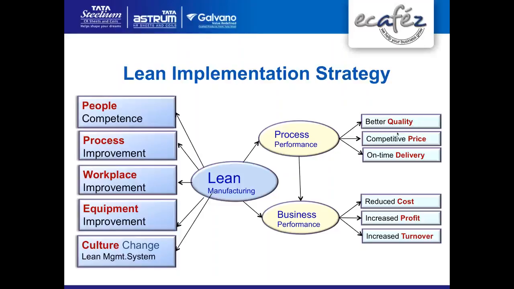Basically, the purpose of lean manufacturing is to improve process performance and business performance. The process performance has three most important measures: quality, price, and delivery. What is the customer looking for? A good quality product delivered just in time at a competitive price. And what is a business looking for? Reduced costs so that profit margins increase. At the same time, once it becomes competitive with good quality and competitive price, the demand for your product and your market share increase. This is the outcome required from any manufacturing industry. The process has to produce good quality product at a competitive price just in time, and the business wants lower cost, more profit margins, and more turnover. So how can it be done? What changes are required?